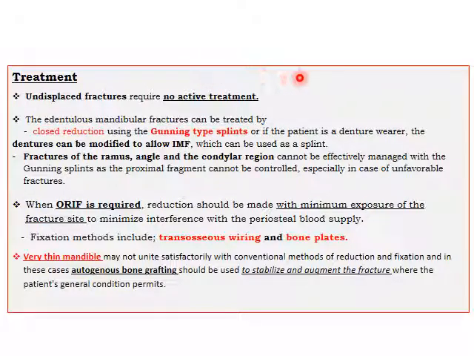When open reduction and internal fixation is required, لما نضطر نسوي هذا الطريقة ORIF، reduction should be made with minimal exposure of the exposure site. يعني لما نسوي surgical exposure للاريا نحتاج minimal exposure، يعني minimal amount of the soft tissue elevated to minimize the interference of the periosteal blood supply.